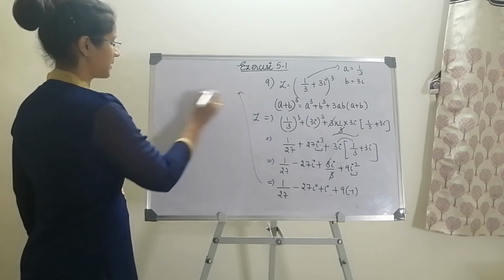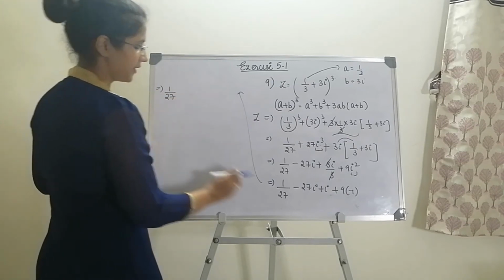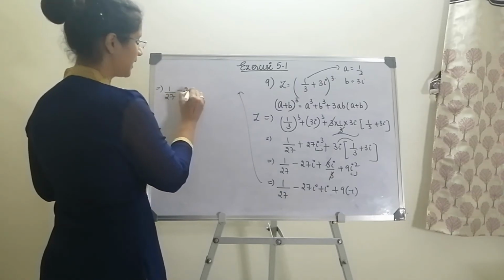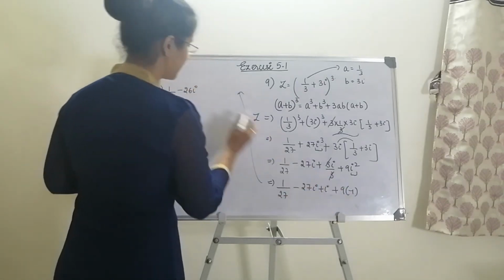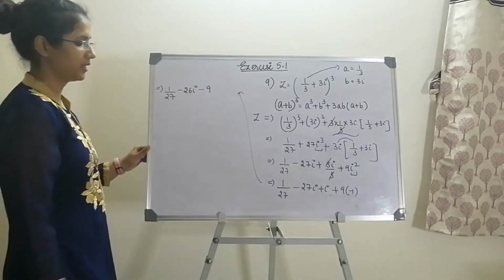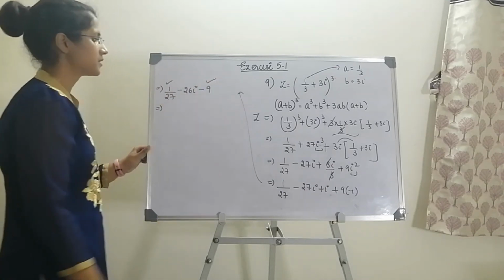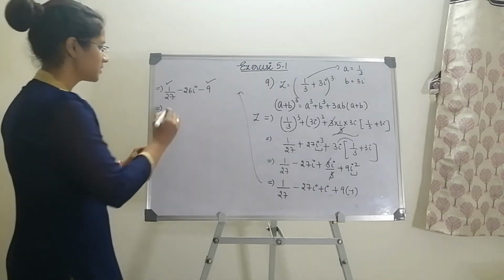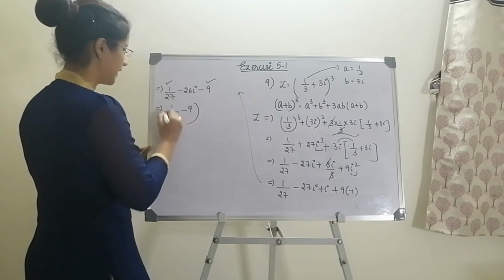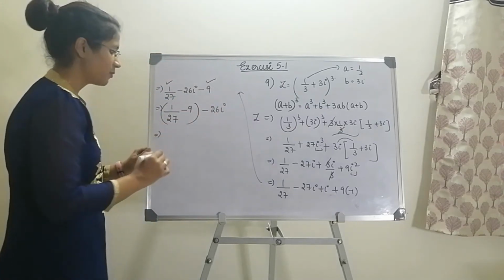Next, I will resume my steps here. Now this can be further written as 1/27 minus 27i plus i, which is nothing but minus 26i, plus 9 into minus 1, which will be minus 9. So this can be written as real terms with real terms, imaginary terms with imaginary terms. So I get this as 1/27 minus 9 minus 26i.